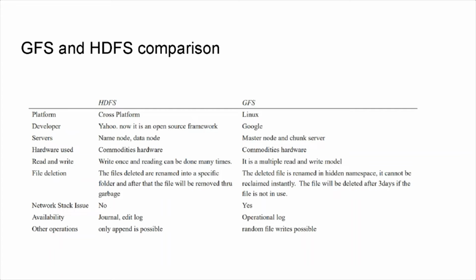HDFS has two servers, namely NameNode and DataNode. GFS, on the other hand, has a master node and chunk servers. Both HDFS and GFS use commodity hardware. In HDFS, it is write once and read many times, whereas in GFS it is a multiple read-write model. In HDFS, the deleted files are renamed into a specific folder and after that the file will be removed through garbage collection.